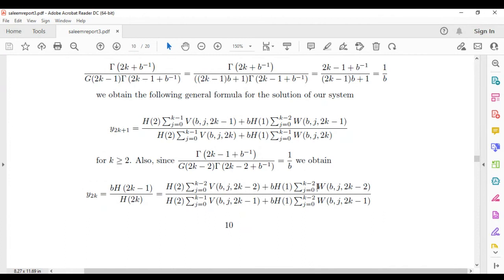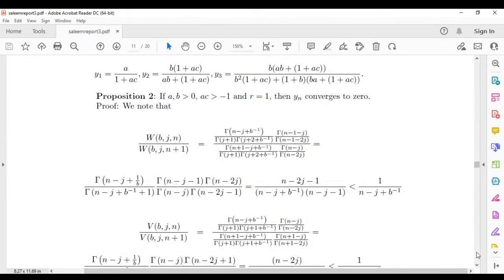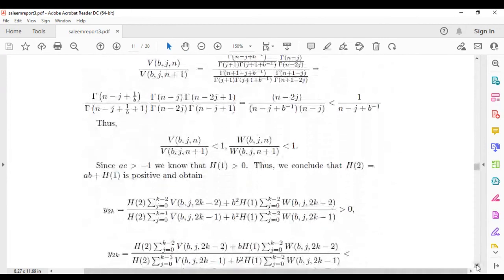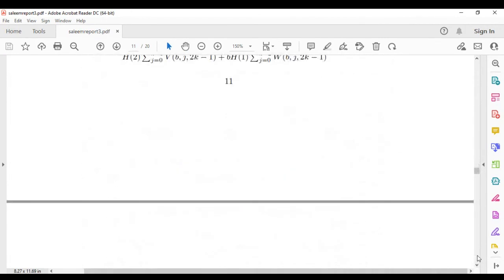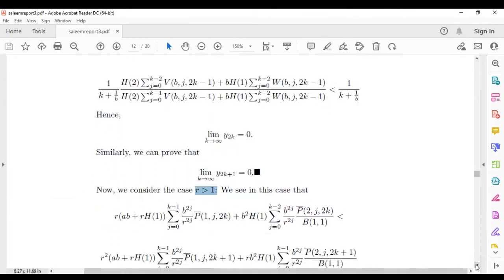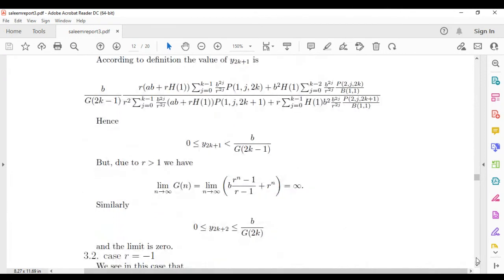It includes the function w, which can't be written in a closed form. But anyway, in case b, where a and b are positive and a c is greater than or equal to minus 1, then yn converges to 0. And this can be proven by the squeezing theorem. Now, we also consider the case r greater than 1. In this case, we also proved that the limit of the sequence will be 0.